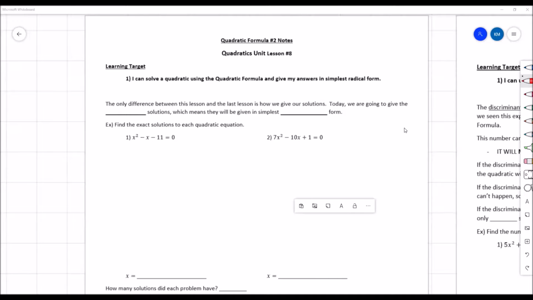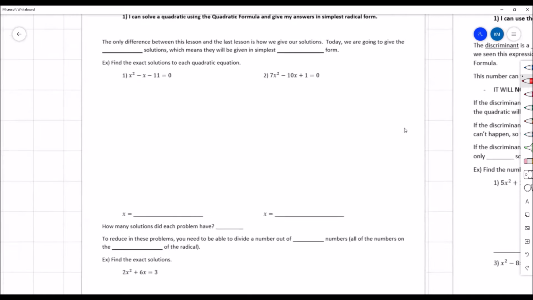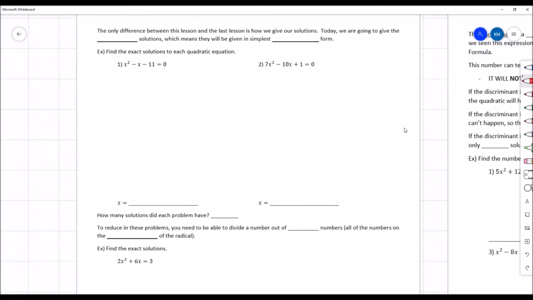Today we're looking at solving quadratics using the quadratic formula, number 2 notes. At the end of this video, you should be able to solve a quadratic using the quadratic formula and give your answer in simplest radical form. The only real difference between this lesson and the last lesson is how we're giving our solutions. Today we're going to give the exact solutions, and that means that we're going to be writing it in simplest radical form.